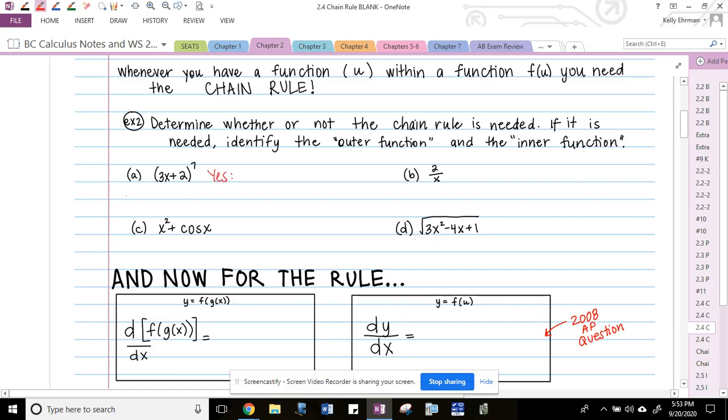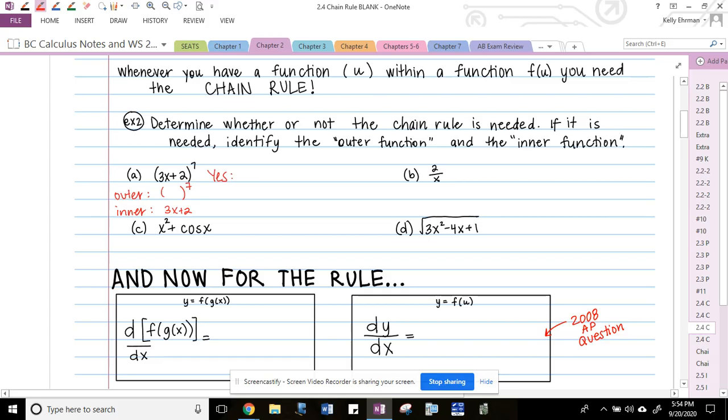Yes. The outer function, I don't want to put it in quotes every time. Let's just do this. The outer function is the parentheses to the 7th. The inner function is the 3x plus 2. All right, so if you wanted to actually have it in terms of u, the u is 3x plus 2, and the f of u is the quantity u to the 7th power.